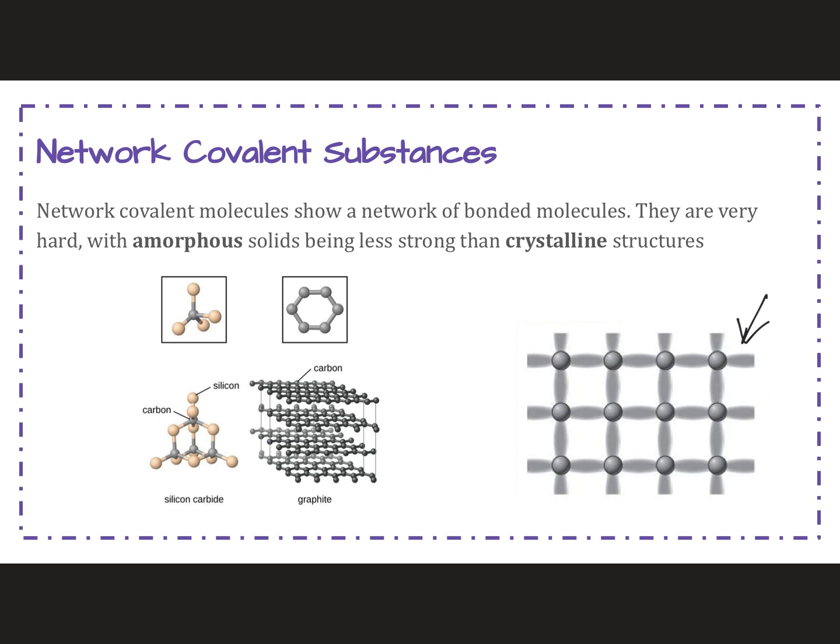There are two main types of network covalent substances. There's amorphous solids, which means they have an irregular shape and they're not a nice, pretty lattice structure, like silicon carbide here. And then there's crystalline structures like graphite or diamond. Those structures are a lot stronger because they've got that bonding in many, many different directions.